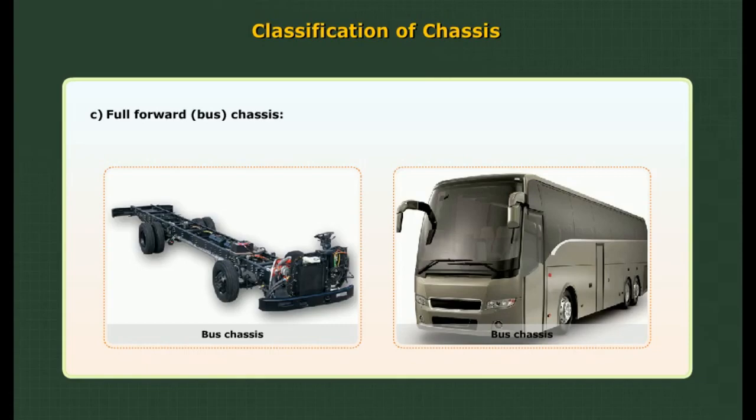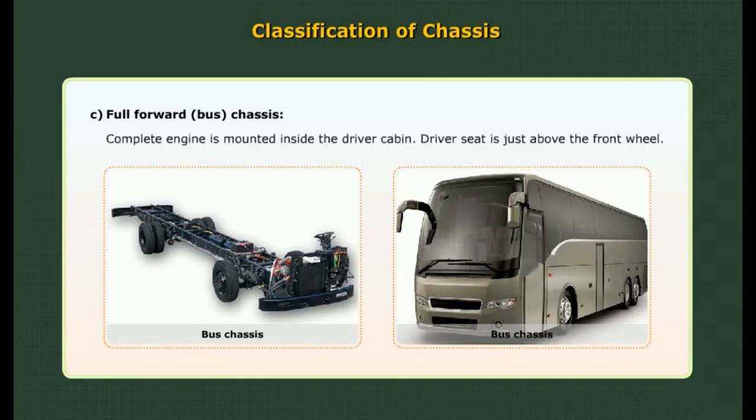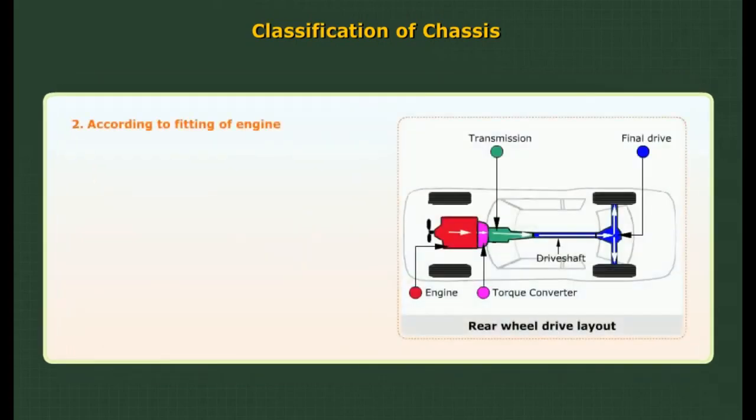C. Full forward bus chassis. Complete engine is mounted inside the driver cabin. Driver's seat is just above the front wheel. 2. According to the fitting of engine.